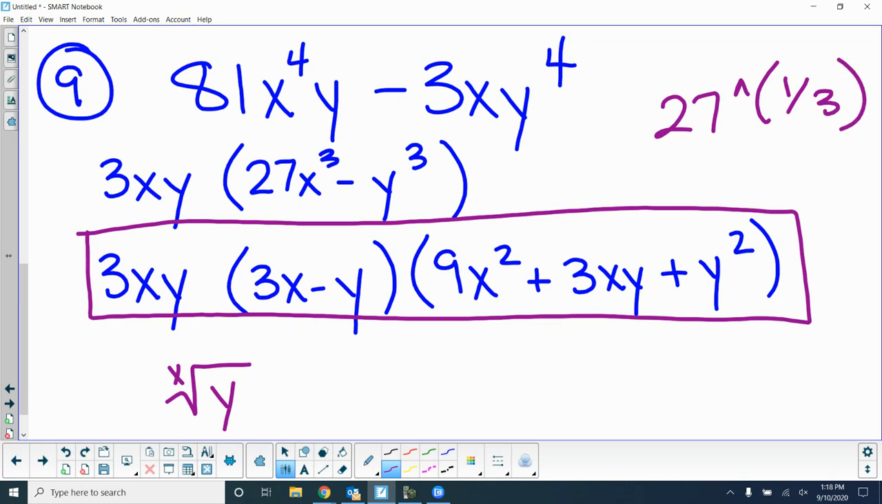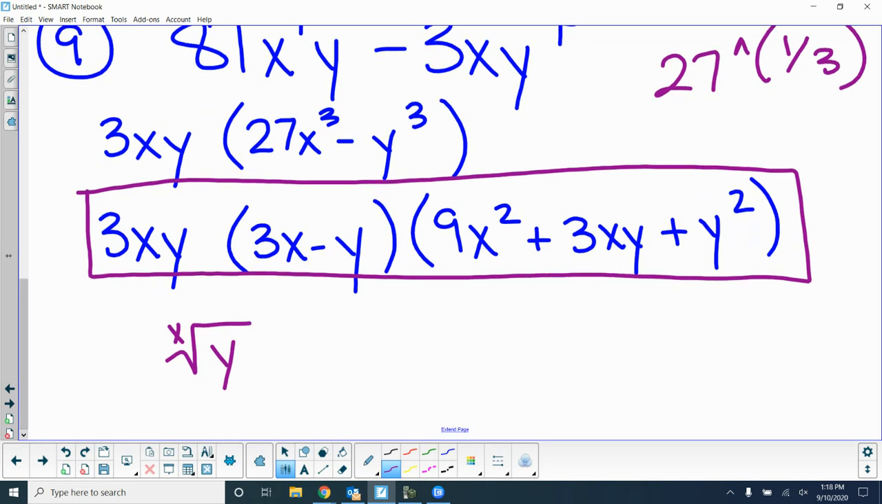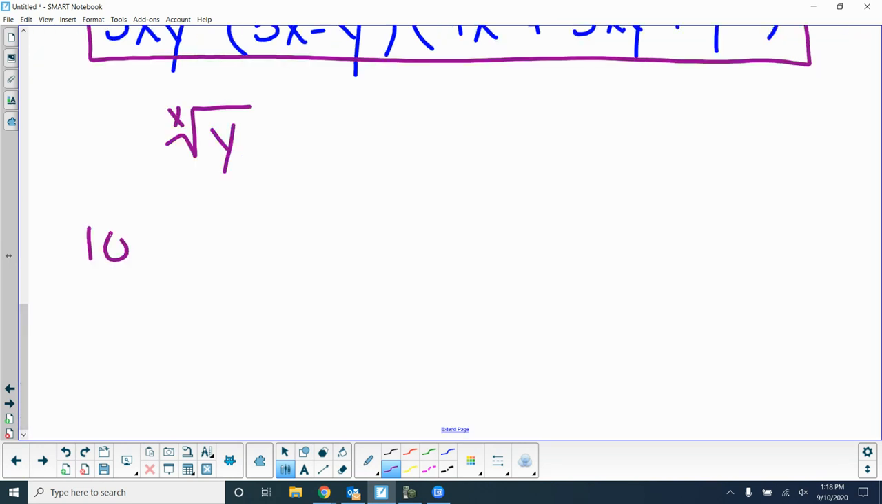One-third power is cube root. 1/2 power is square root. So if you did 27 to the 1/3 power, you'll get 3 also. Anything else, question-wise? Okay, number 10.